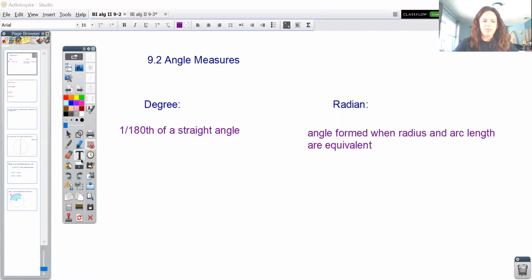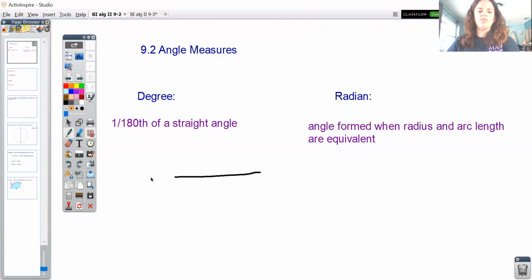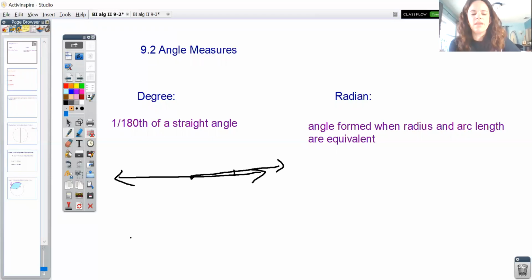So the first thing that we want to do is talk about two different ways that we can measure an angle. One way is a degree. You guys are already used to degrees. From geometry, you know the definition maybe, that a degree is 1/180th of a straight angle. So if I make an angle where the rays are pointing in opposite directions, that's a straight angle. And if I split that into 180 equivalent angles, then that would be considered 1 degree right there. It would be a 180th of a straight angle.